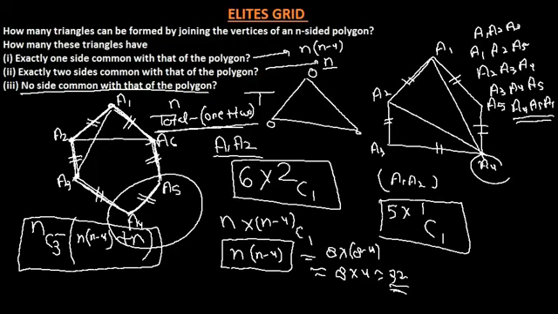I hope this concept is clear. When you want to find exactly one side common with that of the polygon, your formula will be n into n minus 4. When exactly 2 sides common, your formula will be n. And when no side common, you can find the total number of triangles minus exactly one side common minus exactly 2 sides common. That will give you the no-side-common case. I hope the concept is clear now.